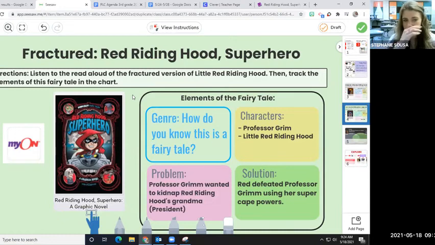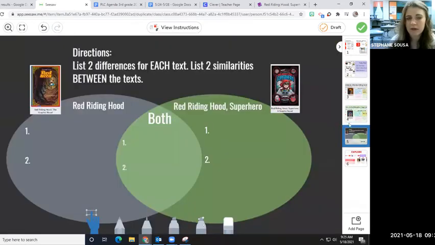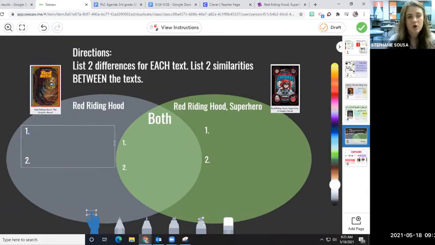All right, so we've talked about our characters, we've talked about our problem, we've talked about our solution. Now we're going to compare and contrast the two stories, okay? How are they the same? How are they different from each other? So this time, we're going to look at our original graphic novel of Red Riding Hood. We're going to look at our fairy tale version of Red Riding Hood. We're going to list differences. What is something that was only true for the original version? It was only true inside of our first graphic novel that we read together. Levin?